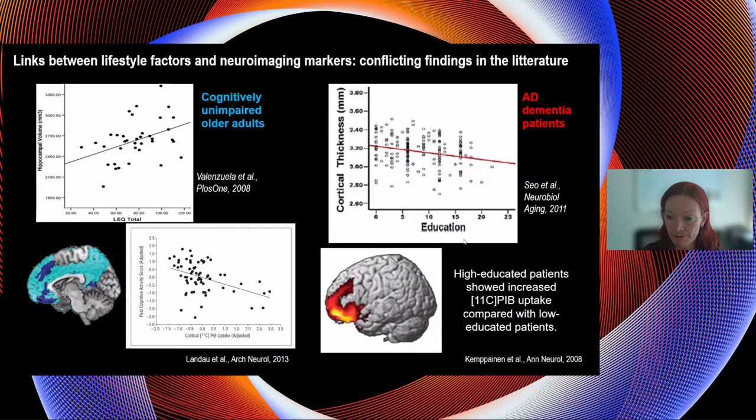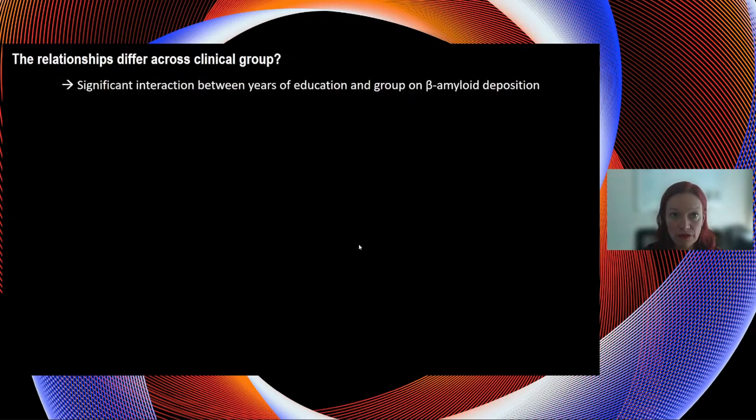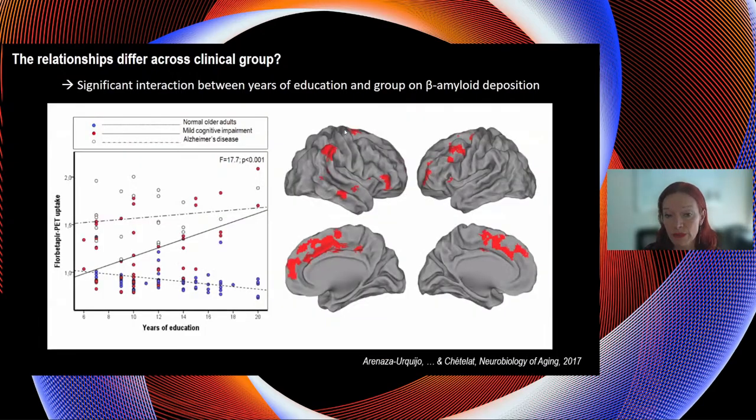And you can see here that past cognitive activity score, so still cognitive activity, is associated with lower PiB uptake. This is assessed in cognitively unimpaired older adults. On the other hand, you can see that the results are contrasted and in the inverse direction in those two other studies conducted in AD dementia patients, so that higher education is associated with lower cortical thickness and with higher amyloid deposition. So there is kind of a paradox between these studies that show inverse results. And so we assessed whether the relationship differed across clinical groups by assessing the interaction between years of education and group on amyloid deposition. We found significant interactions such that the relationship between amyloid deposition and years of education was significantly different across groups.